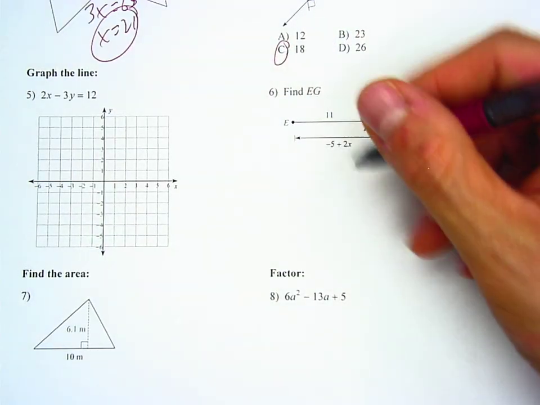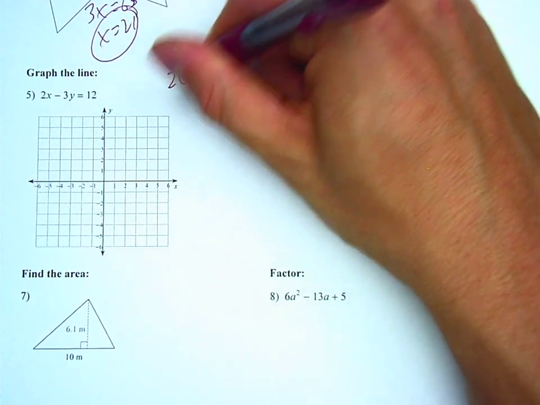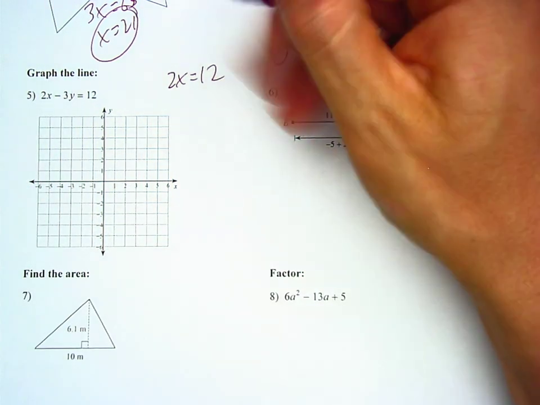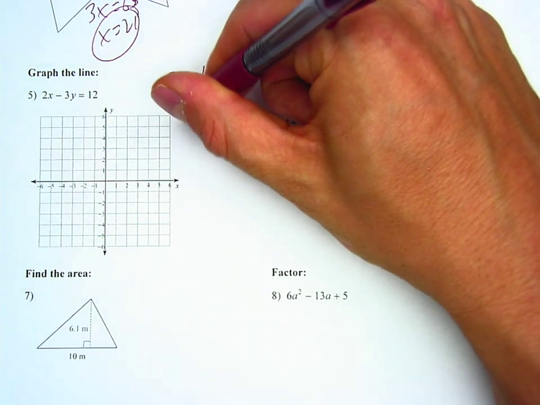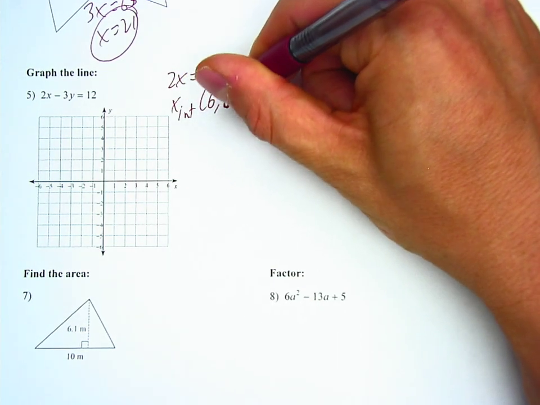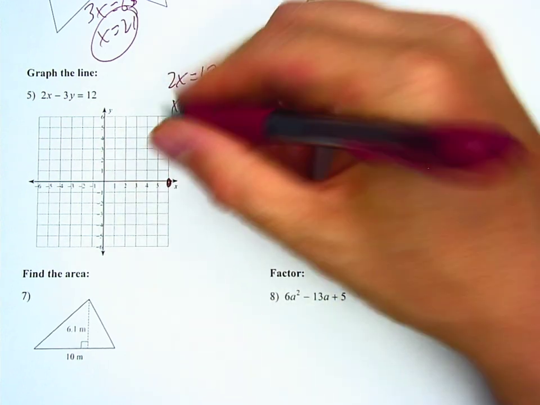Question 5. I'm going to do the x- and the y-intercept separately. So I'm going to set 2x equal to 12. So in other words, I took the x value, set it equal to 12. That gave me the x-intercept, which is at (6, 0), because 2 into 12 is 6, and that's an x value. So this crosses the x-axis at 6.